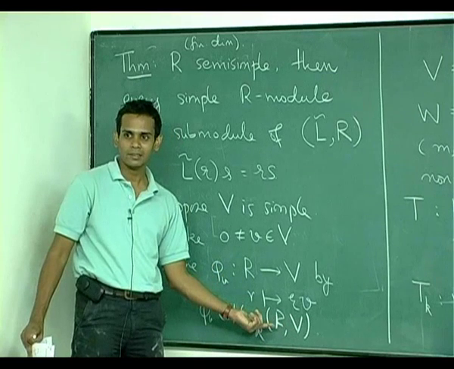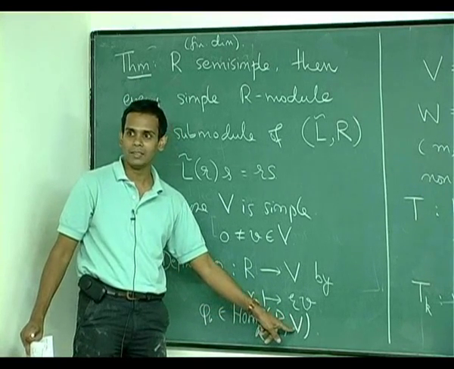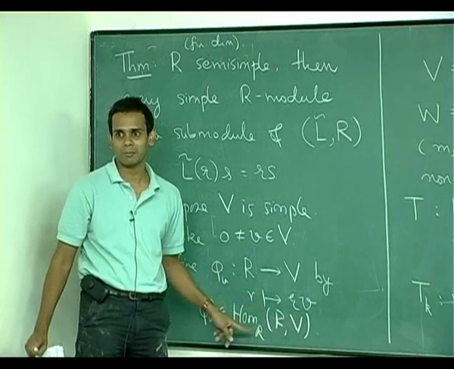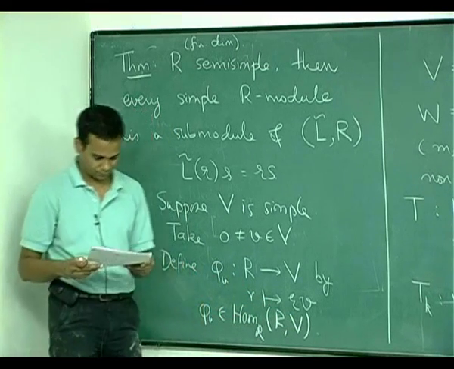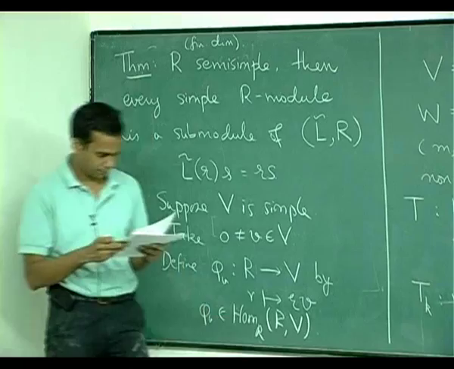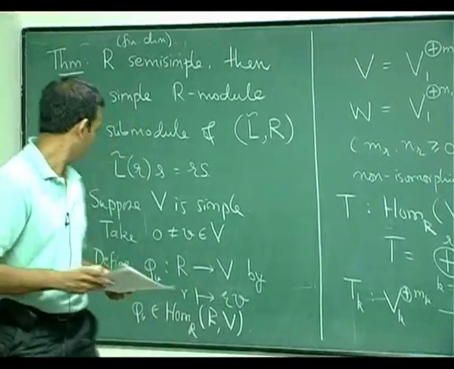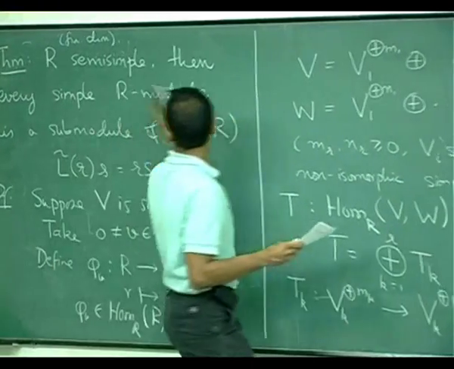Its dimension in particular is strictly greater than 0. But we've already calculated that the dimension of this is just the multiplicity of V inside R. So that means that V occurs as a sub-representation, a submodule. So that proves the theorem.